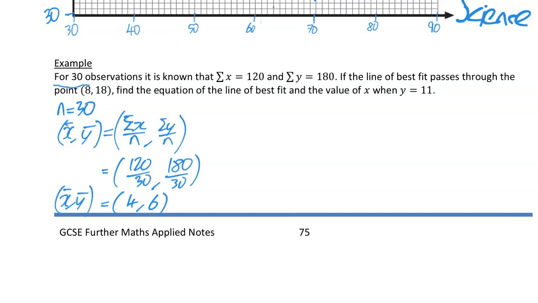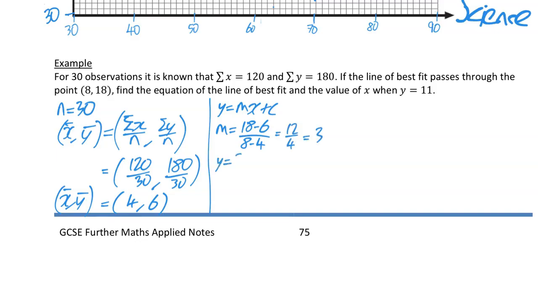Next bit of information it tells you, which is important, is that your line of best fit passes through the point (8, 18). So we know it passes through (8, 18) and also this (4, 6). So we're just going to write down our equation for line of best fit, which remember is y equals mx plus c, and we'll find our m. So m is equal to the y difference, 18 minus 6 over 8 minus 4, which works out to be 12 divided by 4, which means your m is equal to 3. So the story so far, y is equal to 3x plus c.